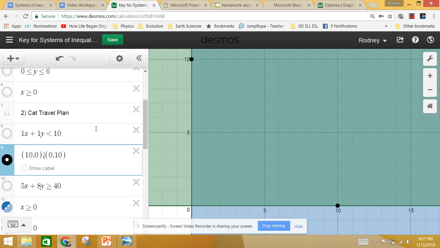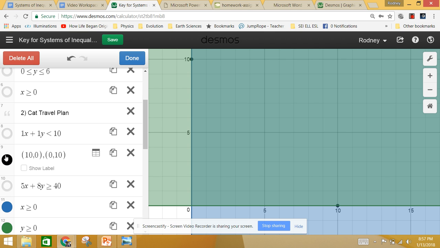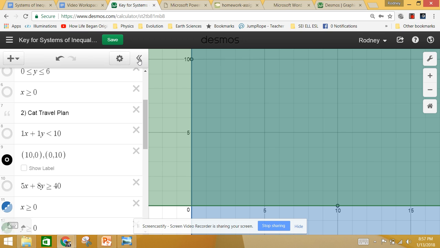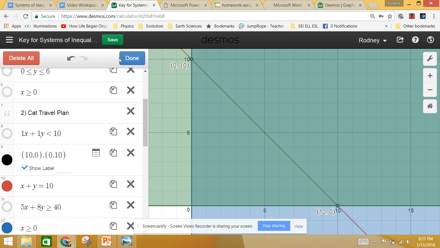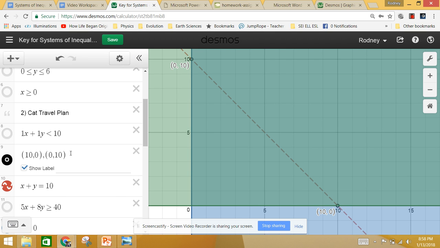Now, this is just an inequality. So these are going to be holes. They are not solid points. They are exclusive, not inclusive. So I'm going to plot them like that. And then I'll go ahead and show my labels. Then I would draw a line that goes through them. So x plus y equals 10 is the boundary line. And again, this is a dashed line. So I got to fix that. A dashed line, because this is not an or equal to inequality.